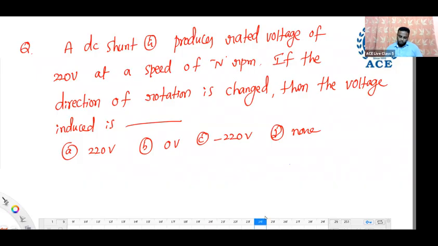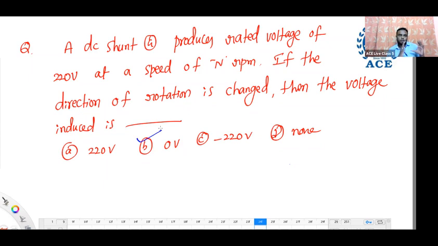Okay, enough. A mixed set of answers: somebody said 200, 220, 0, minus 220. The answer for this question is 0 volts. Voltage will not build up in this. The voltage will become 0, meaning no voltage further. 0 is the answer.